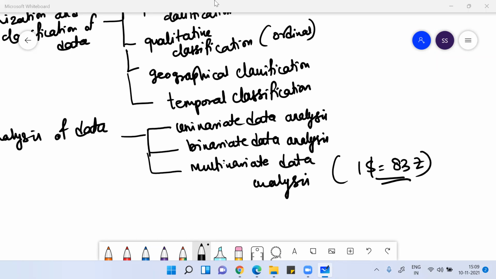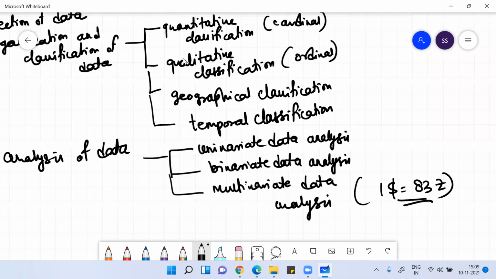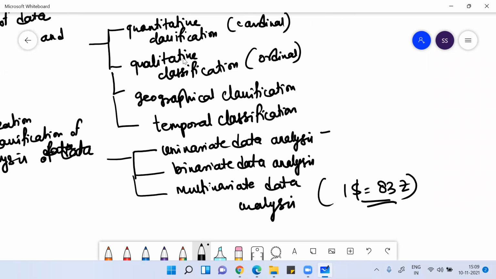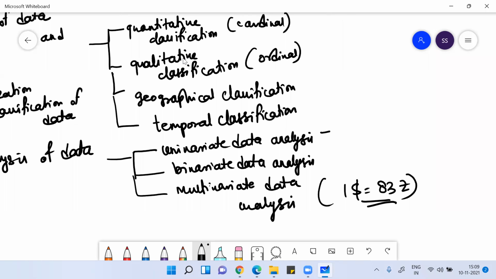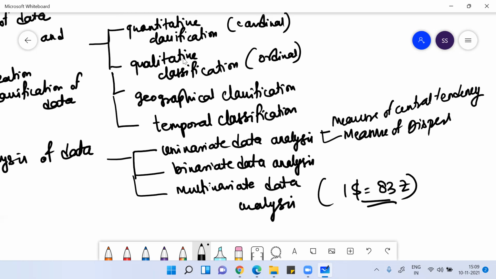So when we talk about analysis on data, we'll talk about univariate data analysis. In univariate data analysis, we'll study something called measure of central tendency, and we'll also use terms like measure of dispersion.